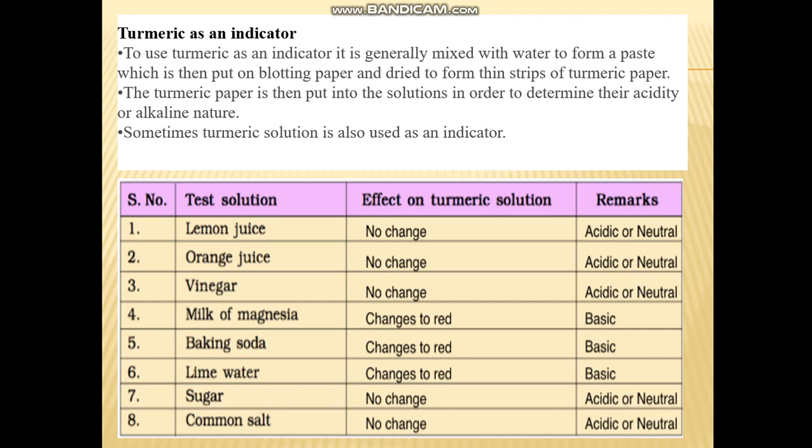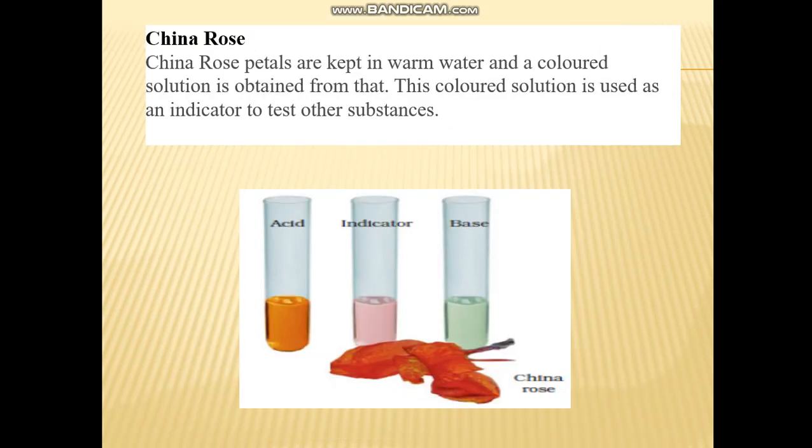So we can prepare a greeting card. Apply turmeric paste on a sheet of plain white paper and dry it, and you can draw a beautiful flower with soap solution with the help of a cotton bud. Then we can see different images that we can prepare, because the soap solution will change the color. The next indicator, China rose.